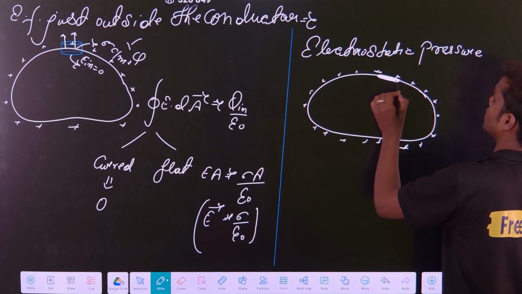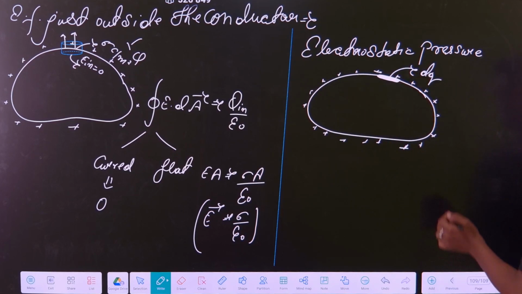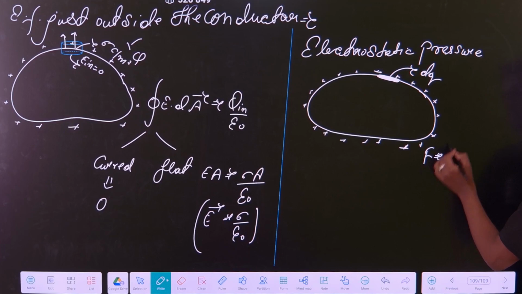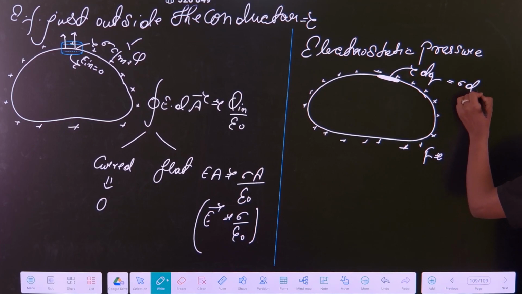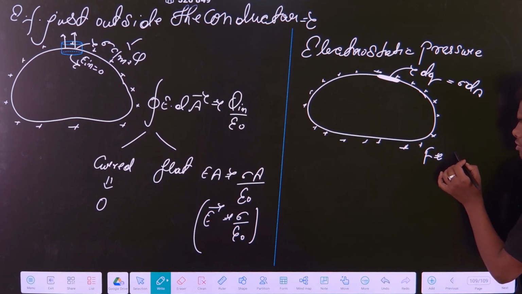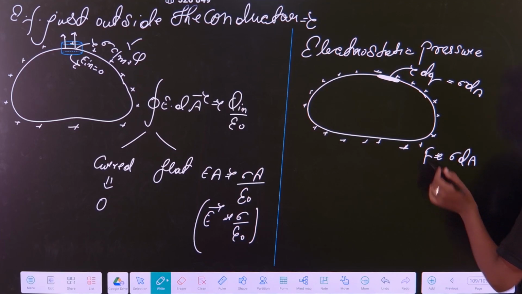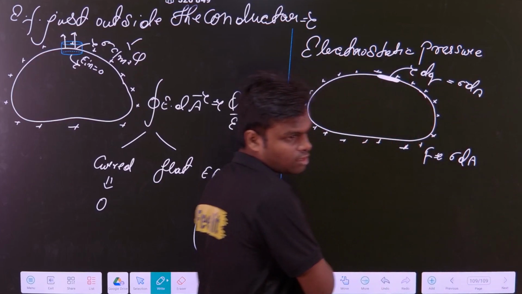Suppose at this point it has a charge dq. Correct? So that is equal to obviously sigma into dA. So what is the small force on that dq? What is the force on that dq? Can you tell me? Force is Q into E, correct or not? So what is Q? That is sigma dA. And what is electric field? Sigma by epsilon naught. Answer is wrong.